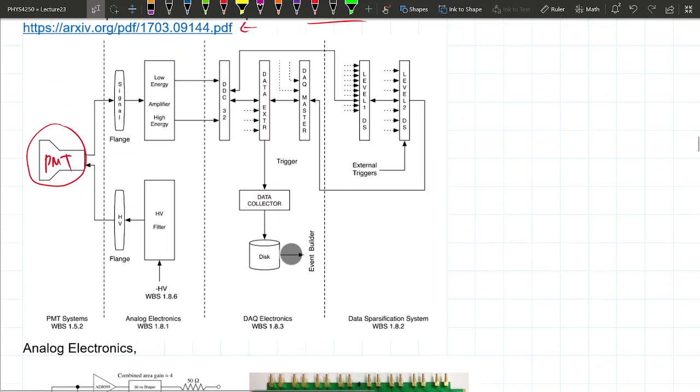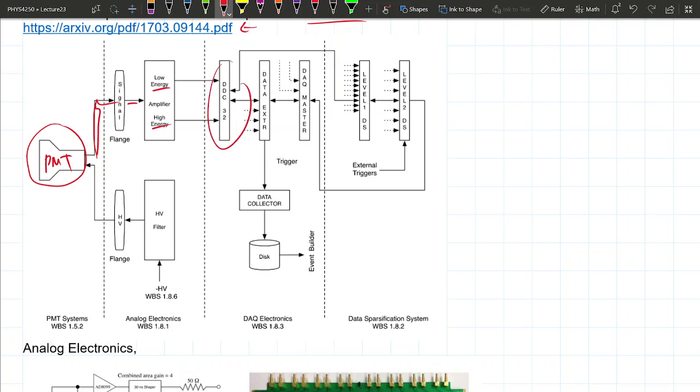Okay, and I just want to show you what it looks like to design these systems. So this PMT, the signal goes this way, and then it gets amplified. Remember when we did amplifiers in labs 6 and 7, right? You can amplify it, okay? And then it goes through this thing called a DDC, the digital digitizer converter, as opposed to calling it an ADC, right? It does the same thing, okay?